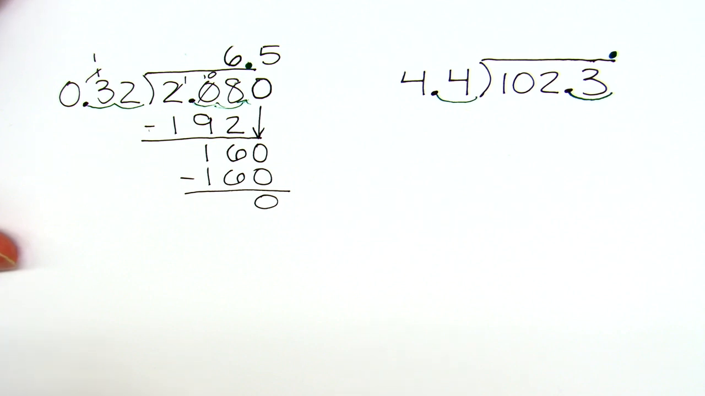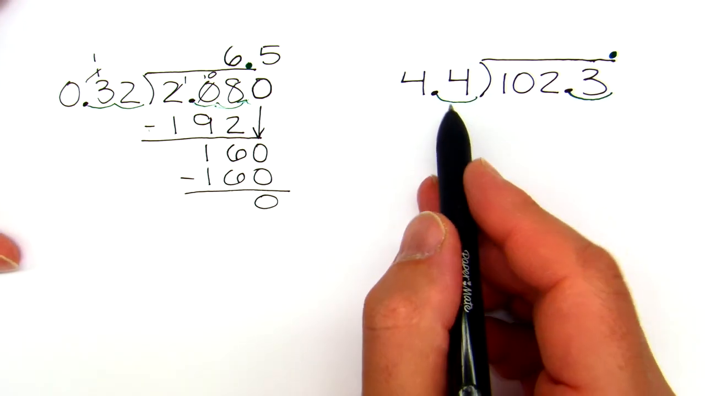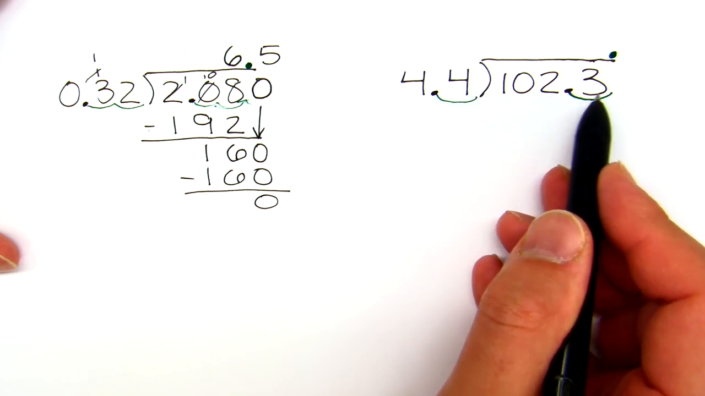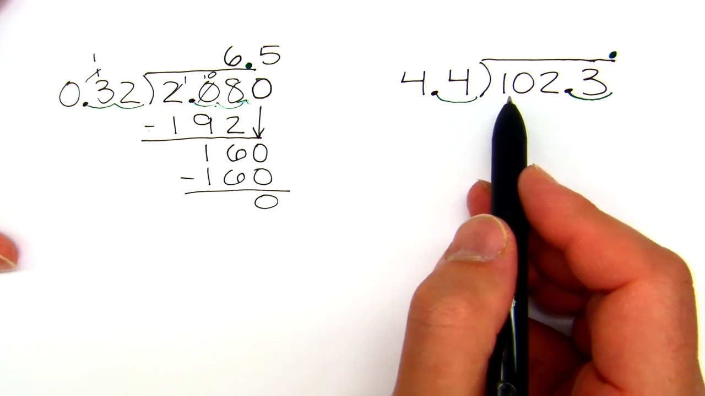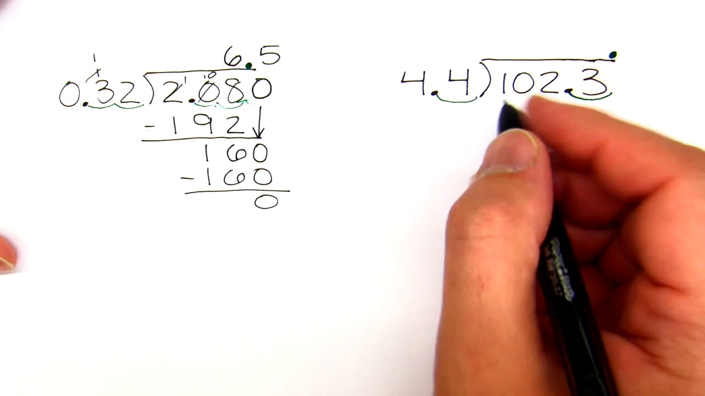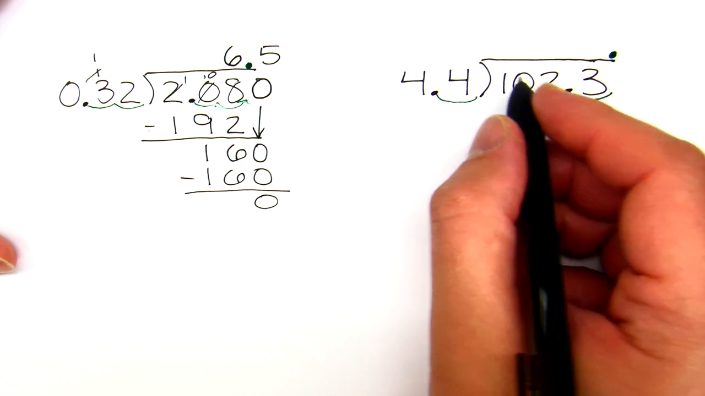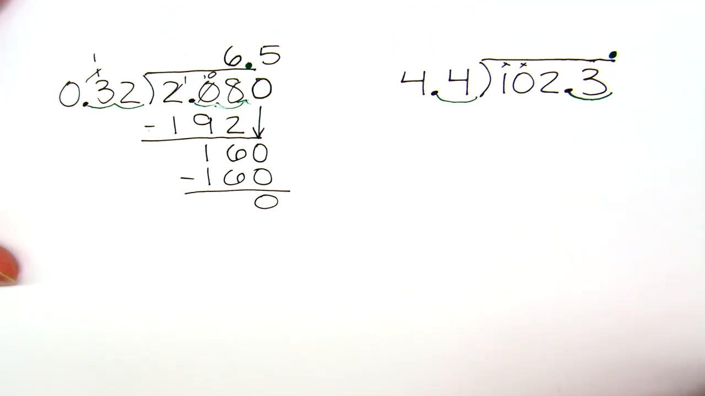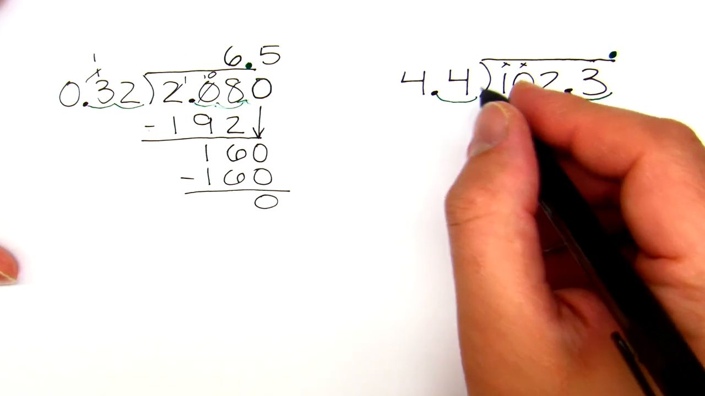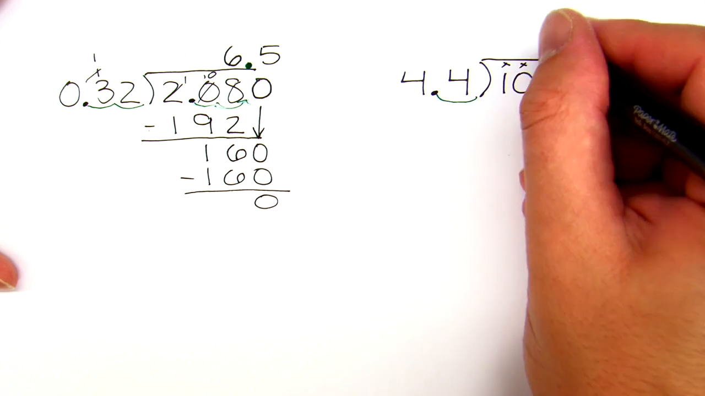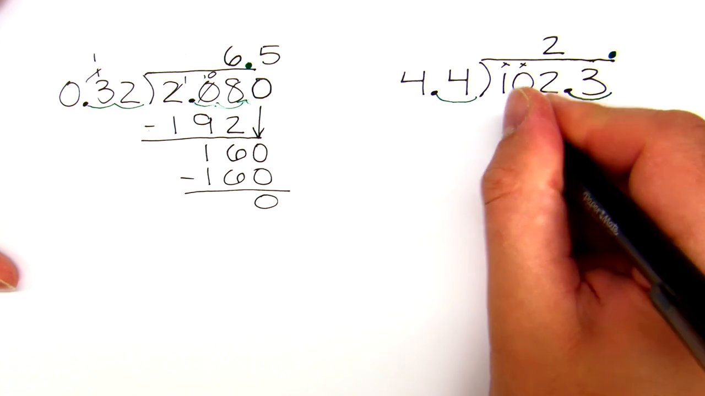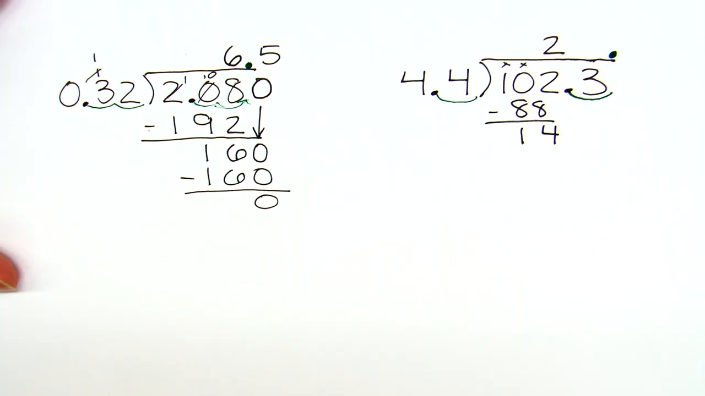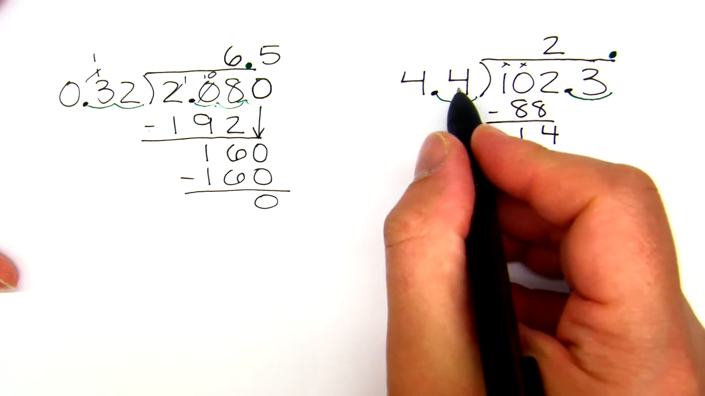Now, in this problem over here, we've already moved the decimal in the right spot. We're trying to put 4.4 into 102 and 3/10. 4 and 4/10 is about 44, right? Or is about 4.4. So here's what we're gonna do. 44 can't go into 1, it can't go into 10, but it can go into 102, right? So 44 can go into 102 about 2 times, and that's 88. We subtract and we get 14, okay? 14's less than 44, so we're good.